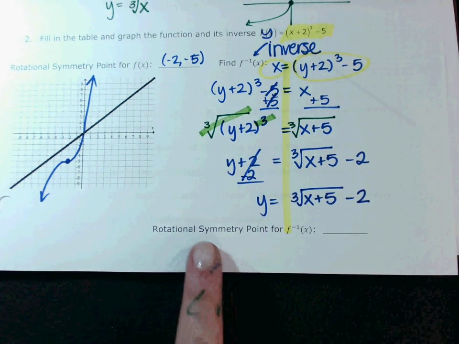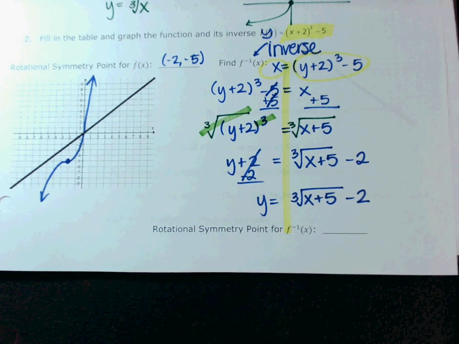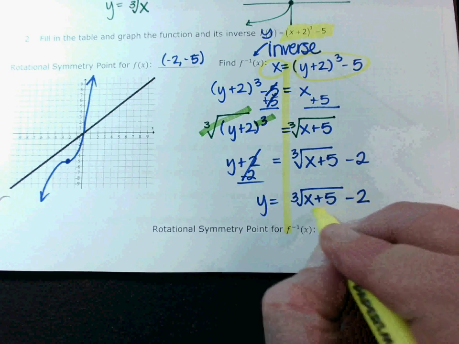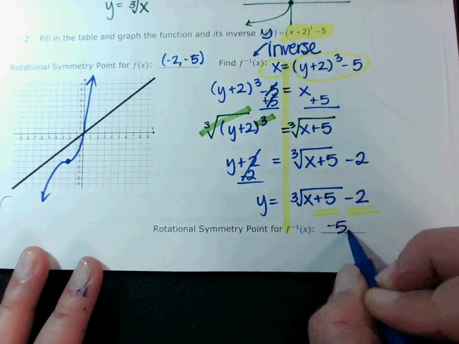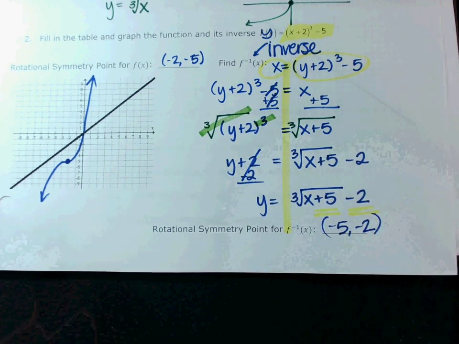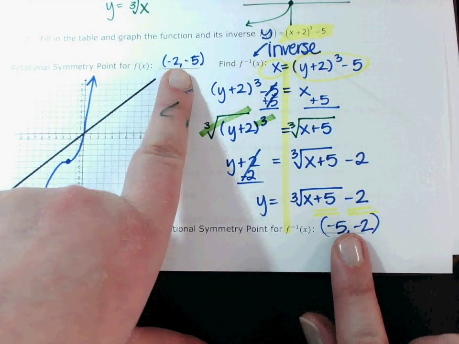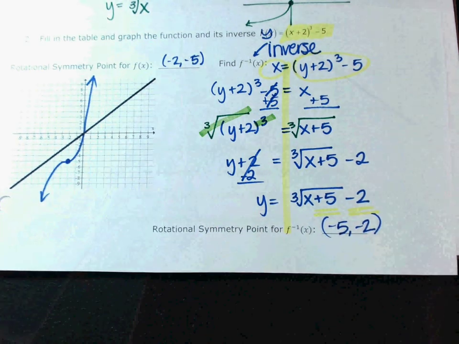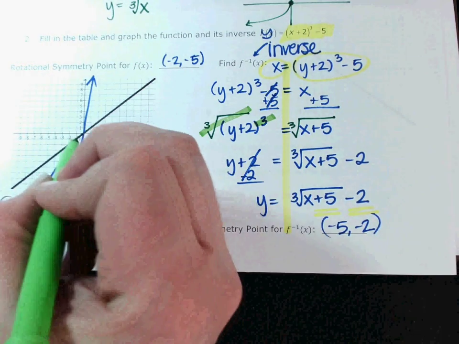Notice down here it says my rotational symmetry point for f inverse. You're looking at this number, -5 and -2. Now look at these two guys. What are they? They're partners, right? They're just backwards. And so now I'm going to graph my new point. I'll do this one in highlighter so that you can tell which one's which. So -5, -2 is back here.